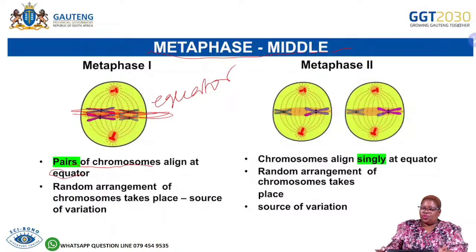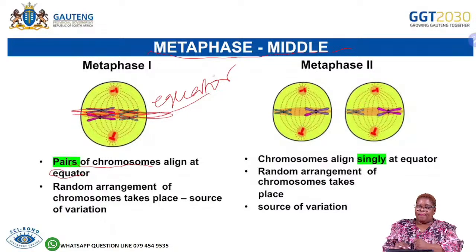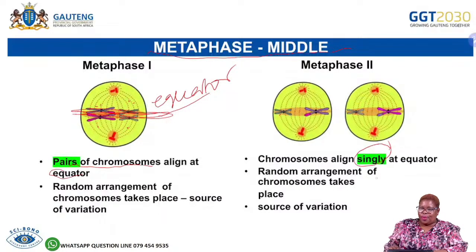Compare metaphase 1 with metaphase 2. Now in metaphase 2, remember the main difference between metaphase 1 and metaphase 2. In metaphase 1, chromosomes are aligned at the equator in their pairs. But in metaphase 2, what is the difference? Chromosomes align singly. In metaphase 1 they are in pairs, as you can see, but in metaphase 2, chromosomes are aligned at the equator singly, right? Then random arrangement of chromosomes takes place. I hope you can see the differences there.